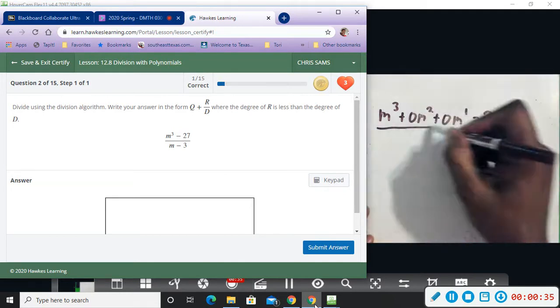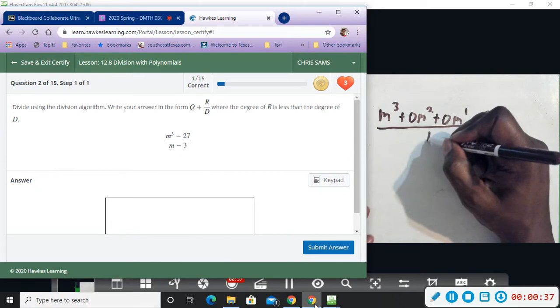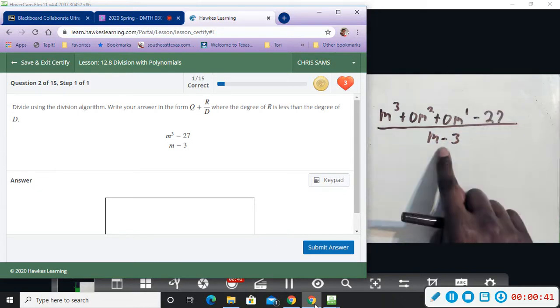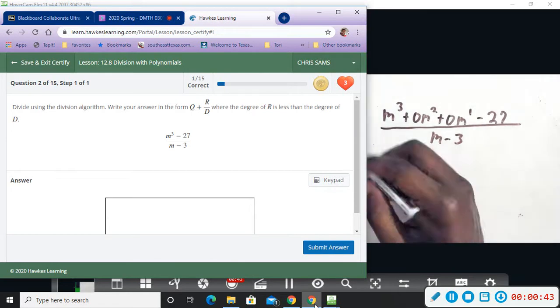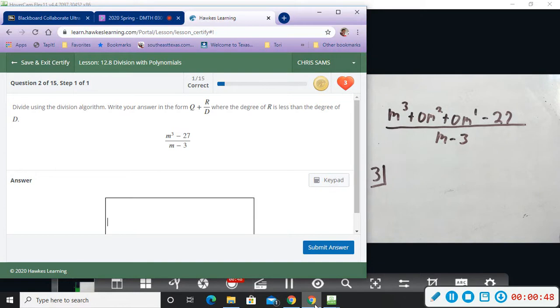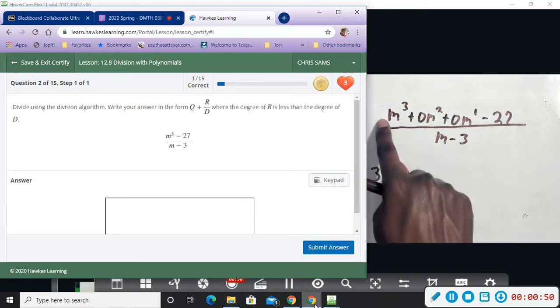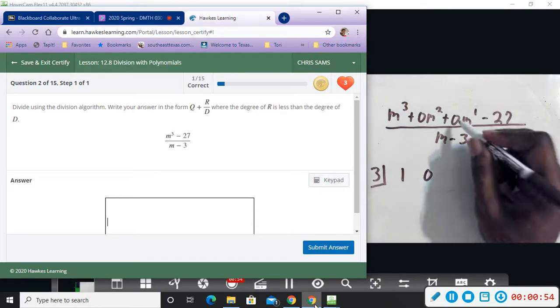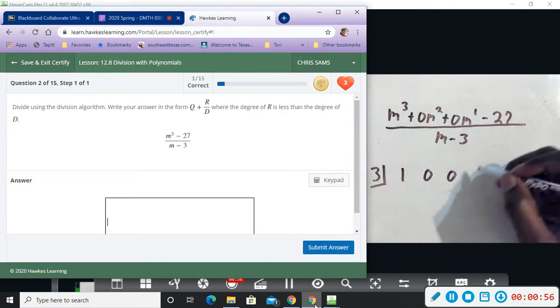The bottom doesn't matter. So we have m minus 3. So you're going to take the opposite sign, which is a positive 3. That's going to be what goes in the box. Okay. And then we're going to list the coefficients. So the number out front is a 1, and then I got a 0, and then another 0, a negative 27.